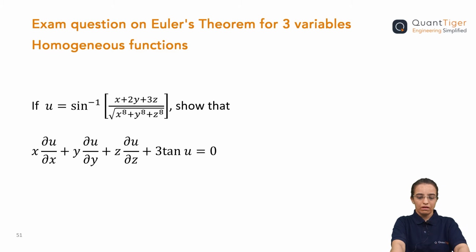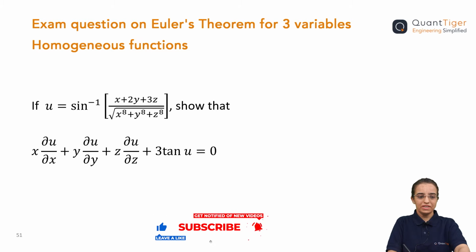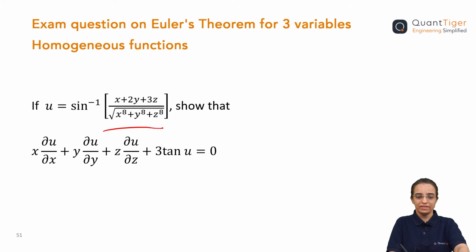Hello everyone. Now we can solve some questions which are based on Euler's theorem with 3 variables. So I have taken here one question. The question is given in terms of u and 3 variables, x, y, z. u is equal to sine inverse of this whole function, which is in terms of x, y and z. We have to prove it.